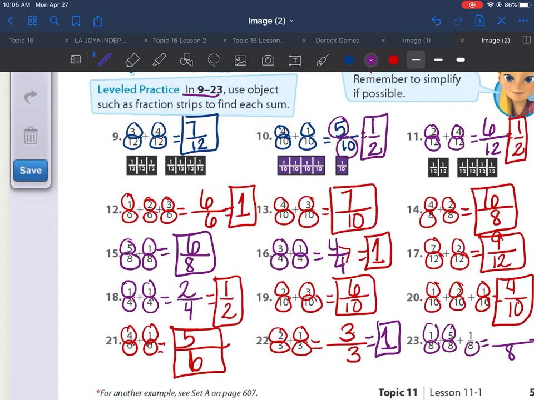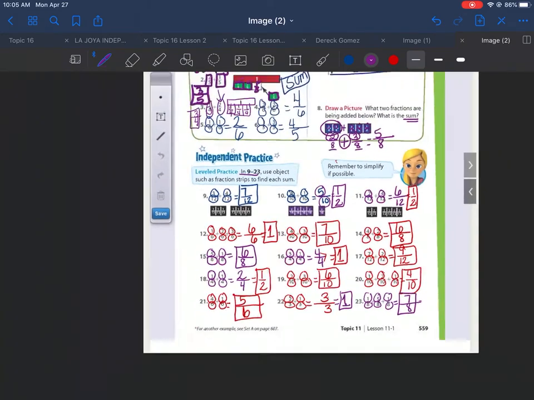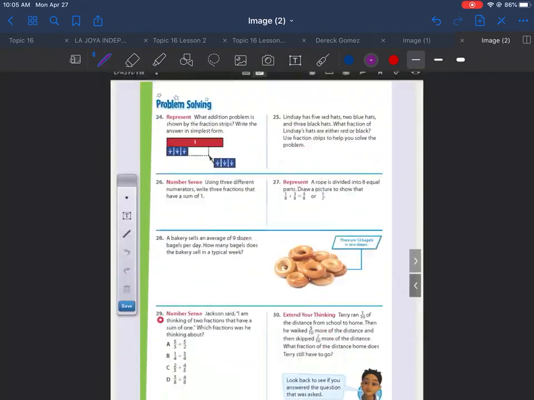Number 23, denominator stays the same. 1 plus 5 is 6, and 1 is 8. Wait, did I do it correctly? 5, 6, 7. Sorry, no, it's not 8, it's 7.